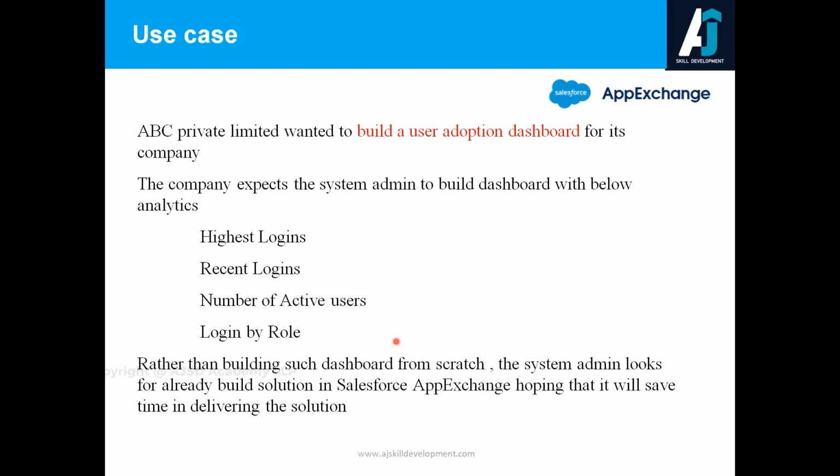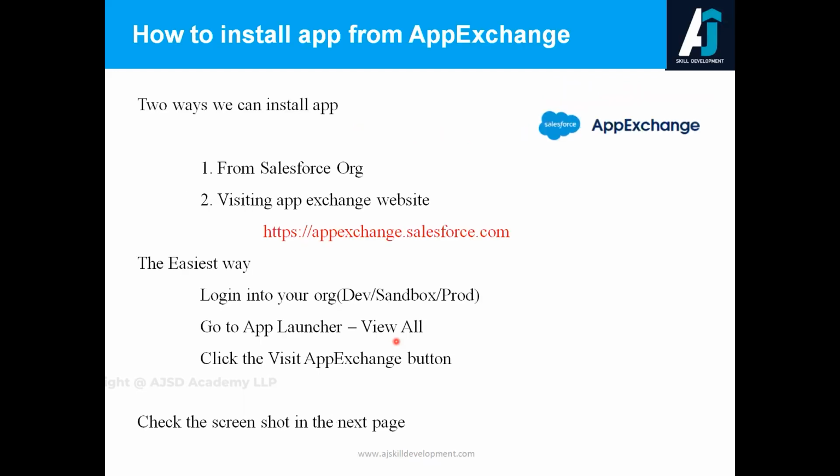If you are going to build a solution from scratch, then probably it's going to be time consuming. Sometimes we may not deliver in the stipulated period of time. So many bottlenecks will be there, right? To overcome that, the system admin may look for a solution that already exists in AppExchange, right? So let's see how to install this user adaptation dashboard from AppExchange. There are two ways we can install this particular app, the solution, from the AppExchange.